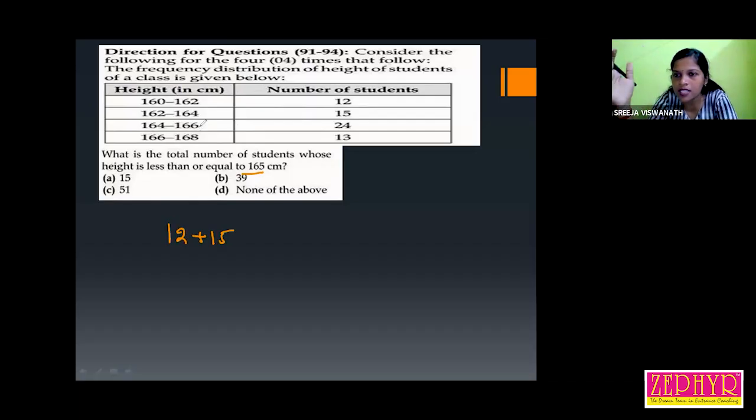164 to 166 is the next class, and 166 starts from this class. If the upper limit is 166, it is not included here, that is included in the second. So in that case we need to add 24 also. 24 also. That is answer 51. 51. Now the next question.